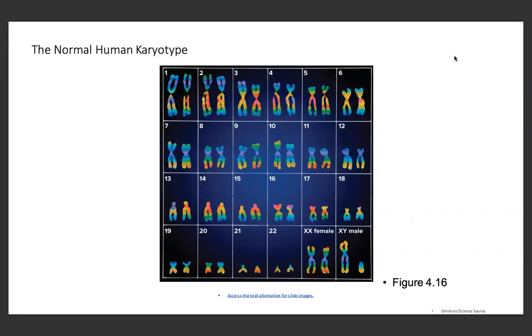46 chromosomes for a total of 23 pairs. 23 is the haploid number. 46 is the diploid number. There are 23 pairs because these chromosomes look alike. Let's look at chromosome pair number 1. One of these came from mom, and one of these came from dad.